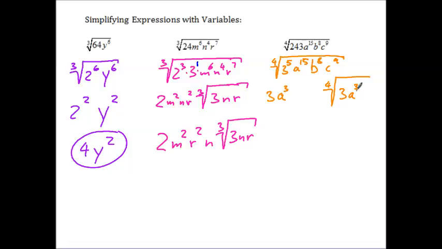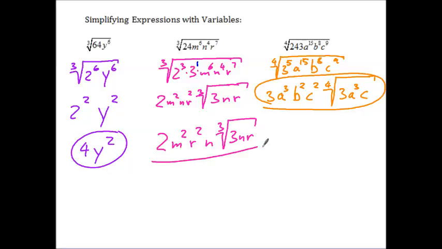4 goes into 8 twice, so b squared comes out, nothing left. And 4 goes into 9 twice as well, so c squared comes out. But here we have a leftover, a remainder, and c goes back underneath our radical. And this is basically already it. Nothing else that we can do here to simplify. And here is our final answer.